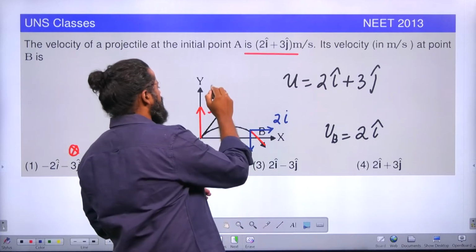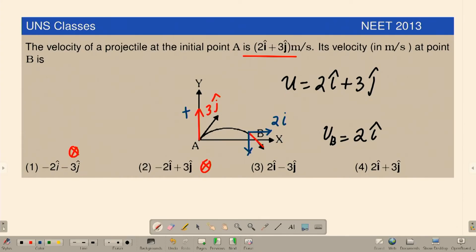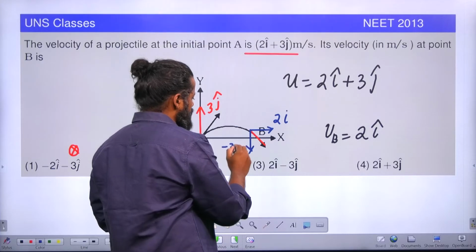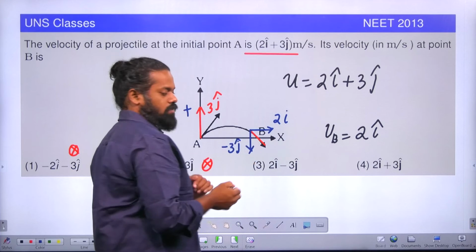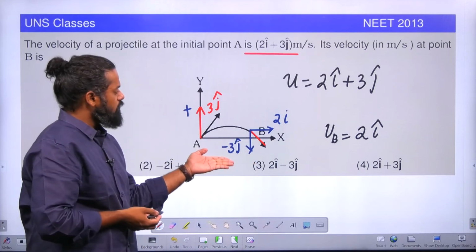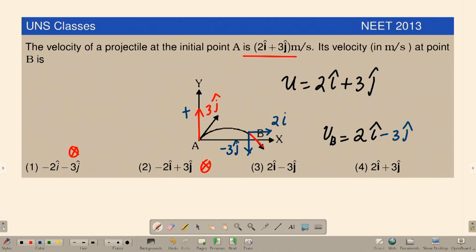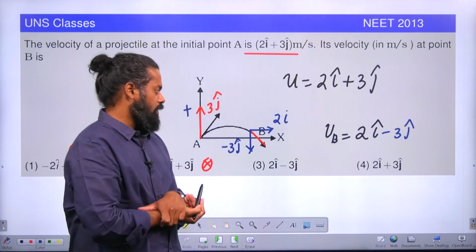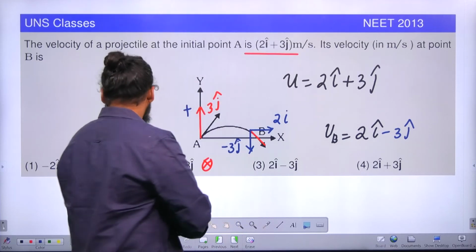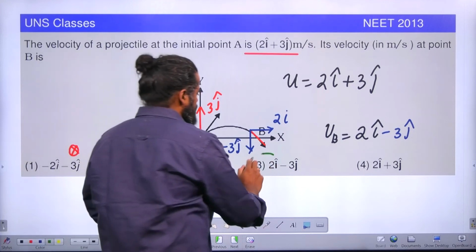So initially 3j in the positive y direction, so that is in the minus y direction. So minus 3j is the correct answer. So here minus 3j will come. So we can say that minus of 3j, that means 2i minus 3j, is the correct answer here. So 2i minus 3j, option 3, is the correct answer.